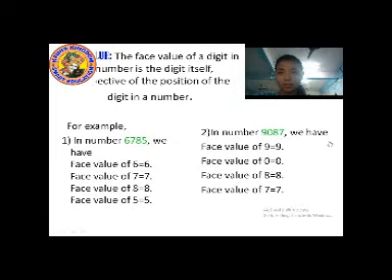In the second example, in the number 9087, the face value of 9 is 9, the face value of 0 is 0, the face value of 8 is 8, the face value of 7 is 7, because the face value of a digit in a number is the digit itself. The position of a digit, wherever it is placed in a place value chart, does not matter.